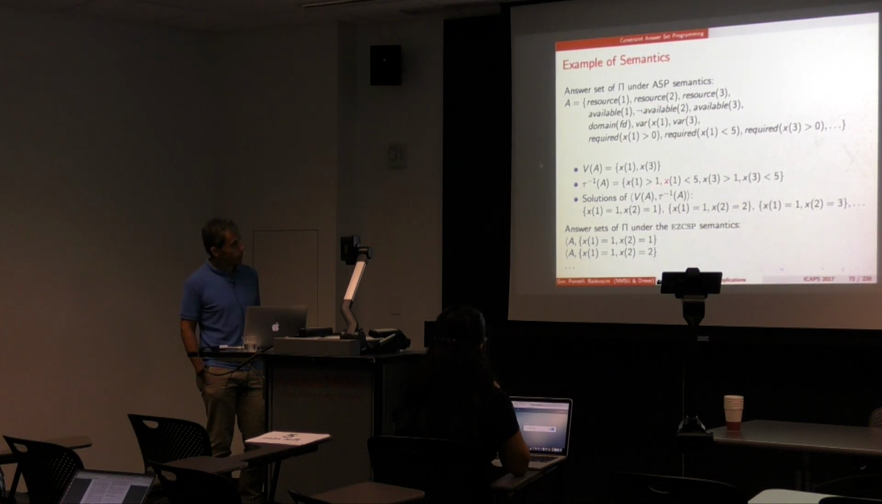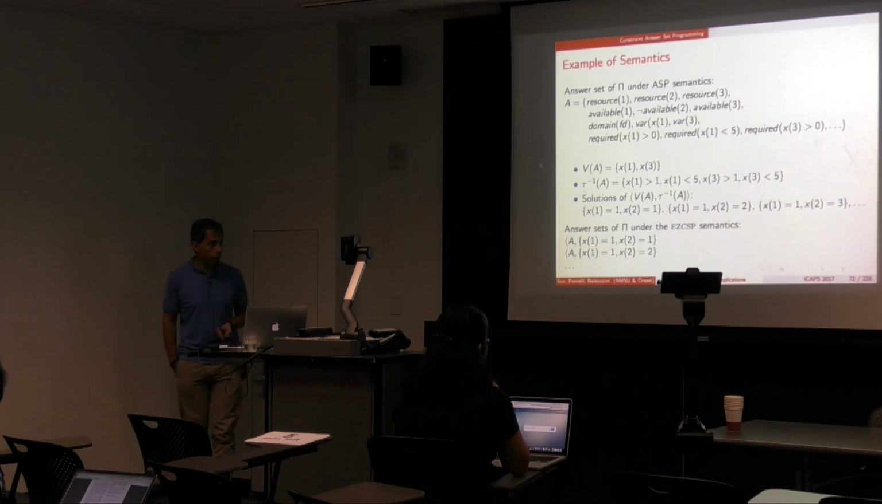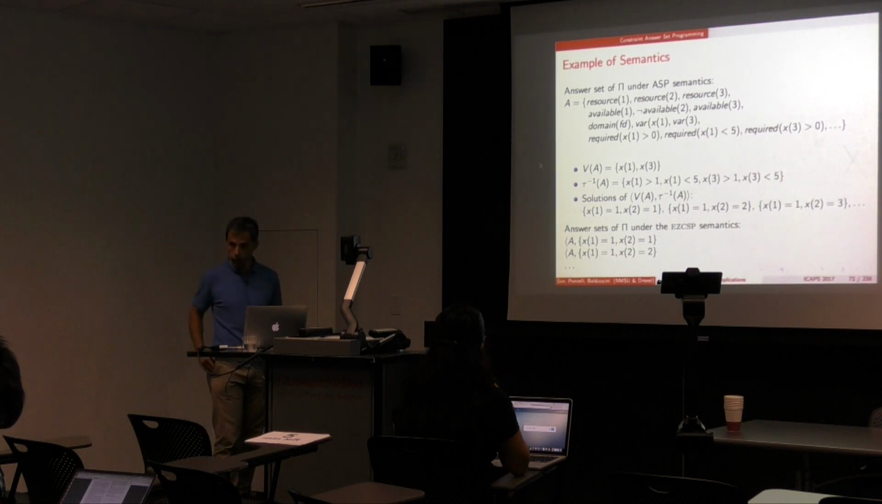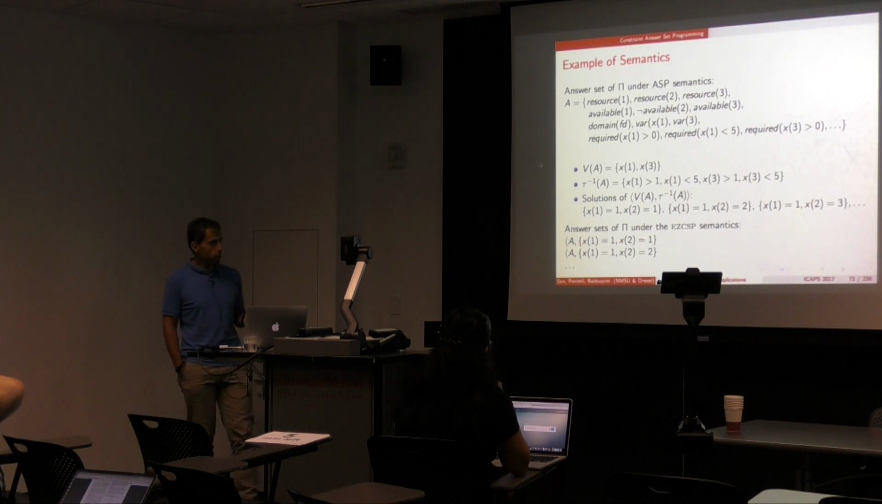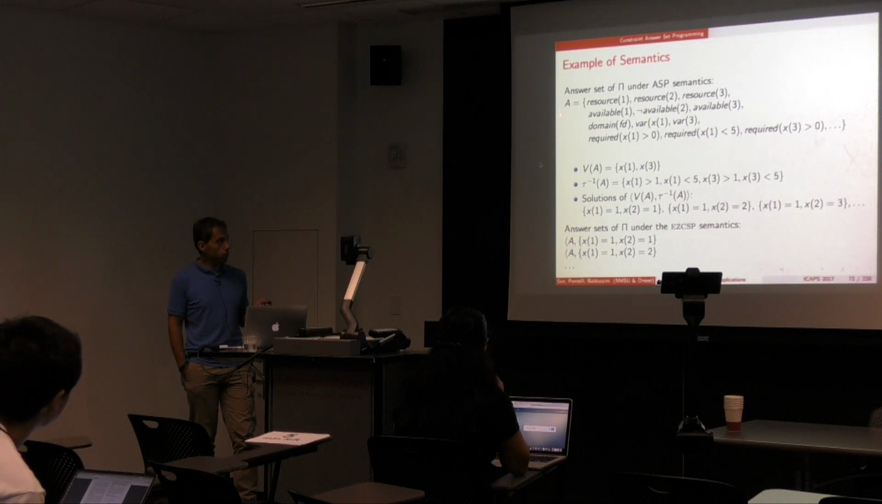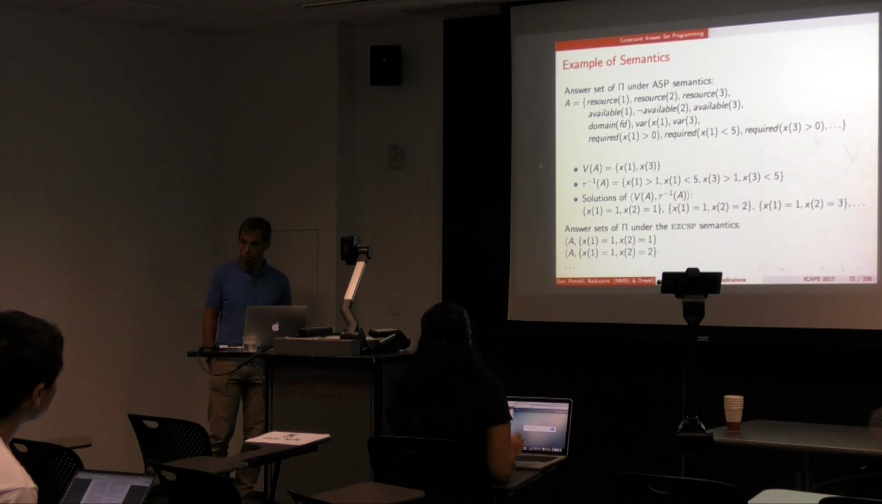x1 must be greater than, and this is a typo, it should be 0. x1 is greater than 0, x1 is less than 5, x3 is greater than 0, x3 is less than 5. Nothing about x2, because x2 doesn't exist at all in our CSP specification. We find the solution of that CSP, say x1 equals 1 and x2 equals 2. There are other possible solutions that you see here. For each of them, we have a separate answer set under the EZCSP semantics, where the first element is the original answer set under the ASP semantics, and the second element is one of those solutions.